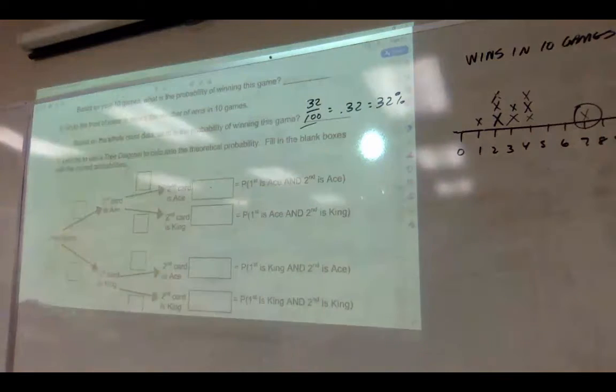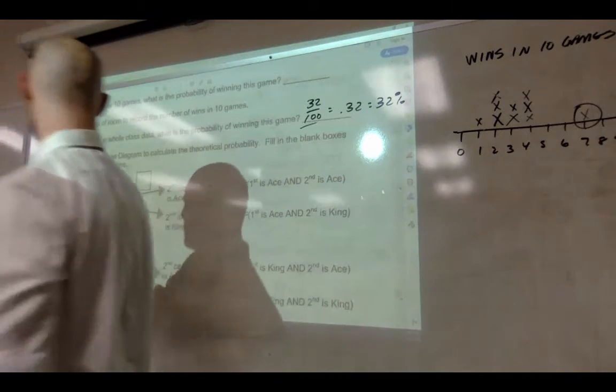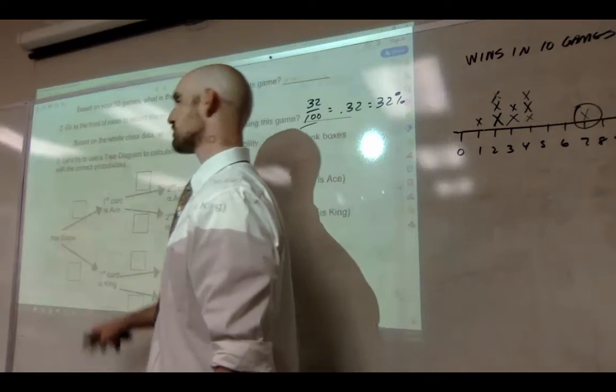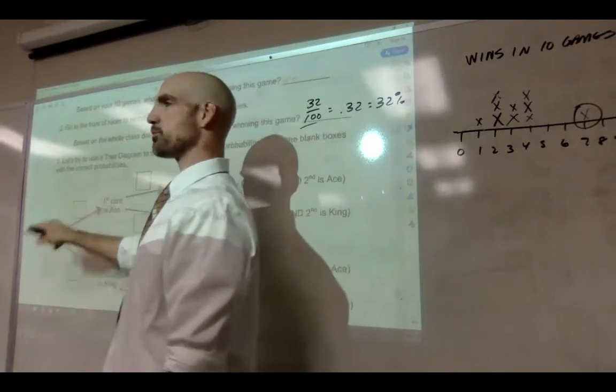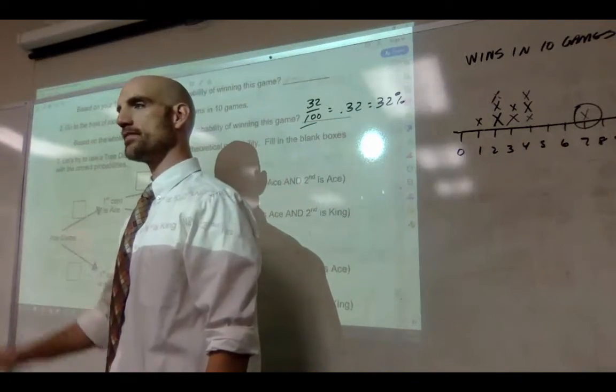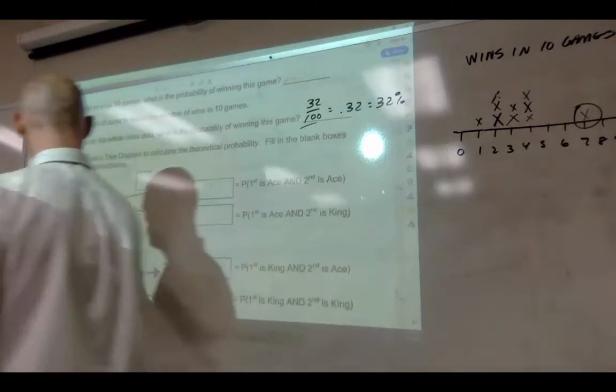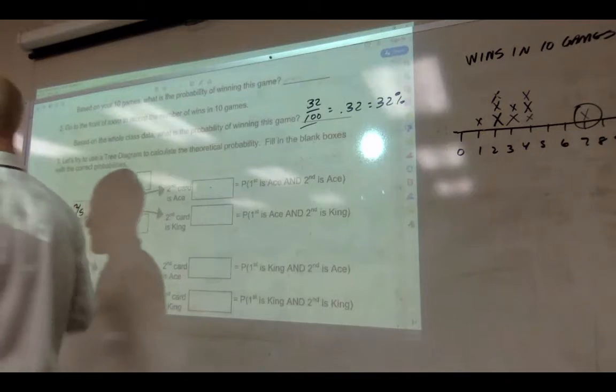So you ready here? We start out, we are playing the ace game. The first card is an ace, the first card is a king. What goes here is the probability that that happens. We had 5 cards. What's the probability that the first card was an ace? 2 out of 5. So 2/5 goes in the box.